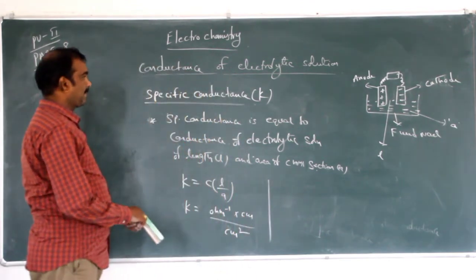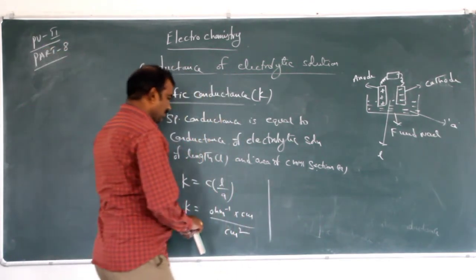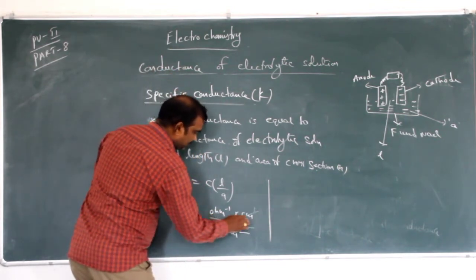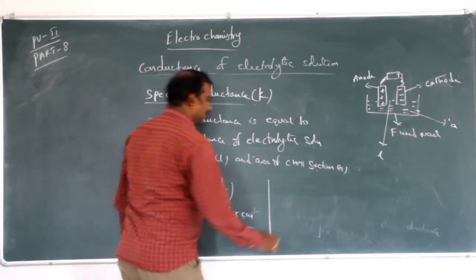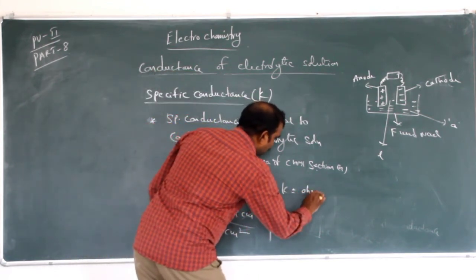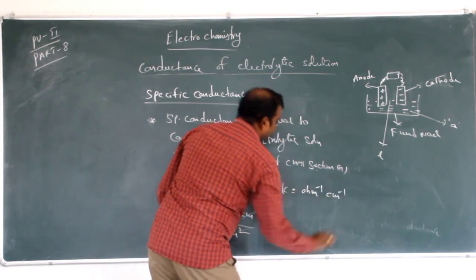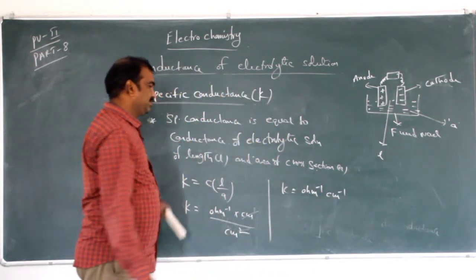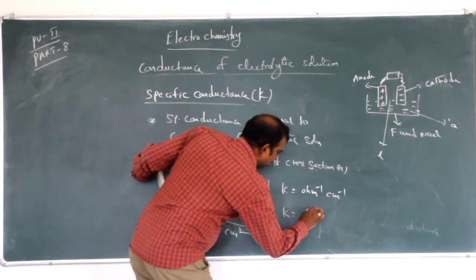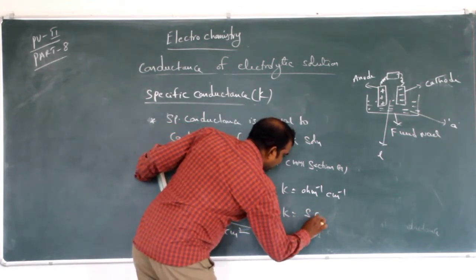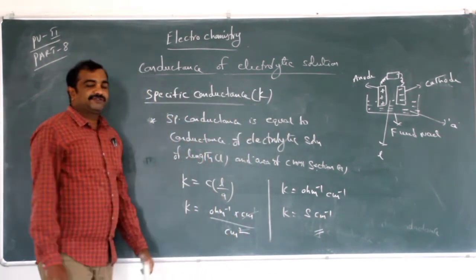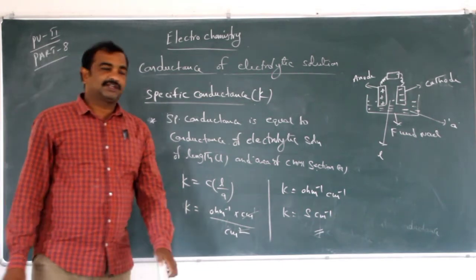Now the centimeter square and one centimeter will cancel. So K is equal to ohm inverse centimeter inverse, or ohm inverse means Siemens, so Siemens centimeter inverse. These are the units of specific conductance.